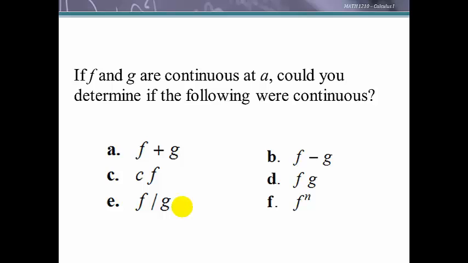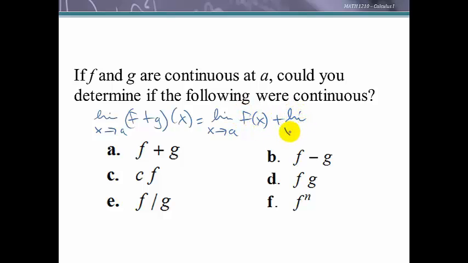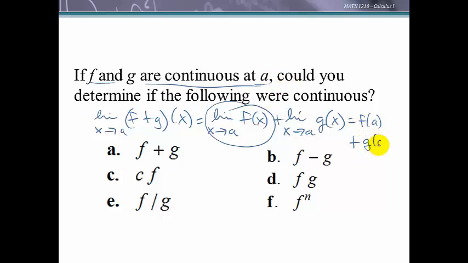So let's look to prove this for just part A, and then we could see that the rest would be analogous. So we would have the limit as x approaches a of f plus g of x, and we know by the limit laws that that's the limit as x approaches a of f of x plus the limit as x approaches a of g of x. But because we know f is continuous at a, then we know this limit equals the function value, so that equals f at a, plus because g is continuous at a, we also know that the limit as x approaches a of g of x equals g of a.